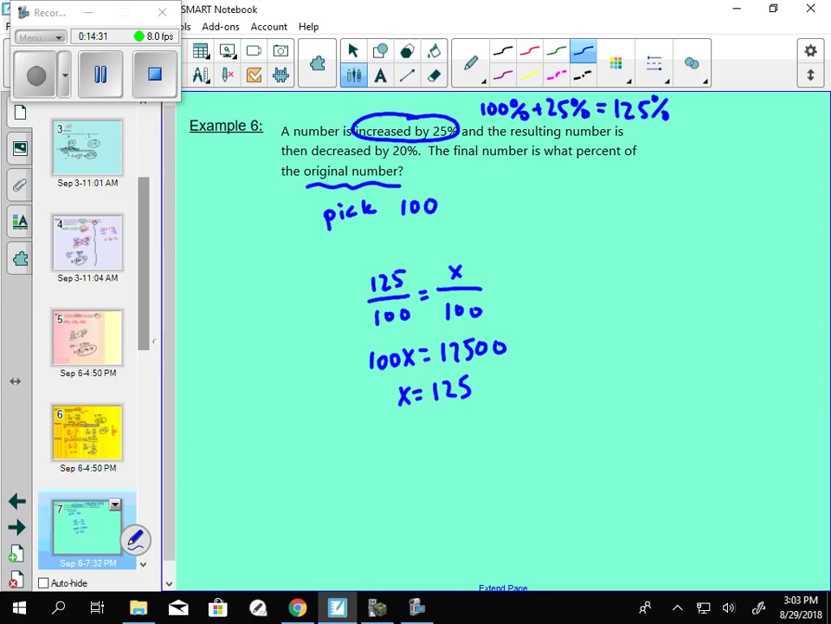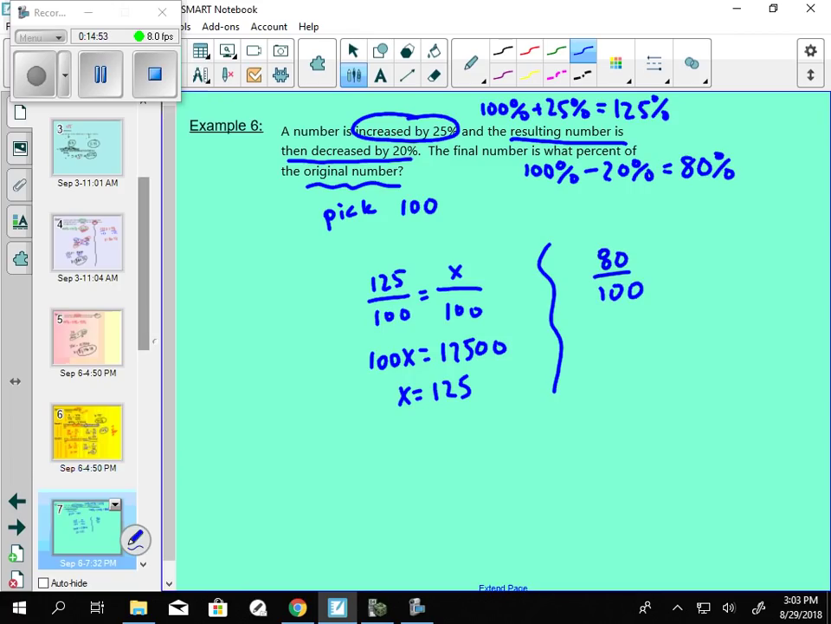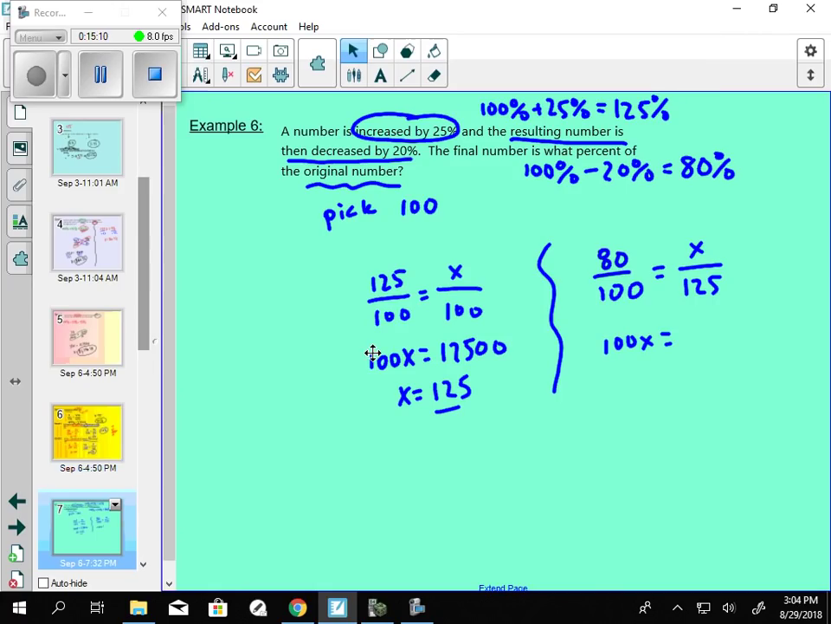Okay, now it says the resulting number is decreased by 20%. Decreasing by 20% means we're taking 100% and subtracting 20%, and we end up with 80%. So now we want to do a second proportion to see what happens. We have 80 out of 100 equals, and now our new starting number is 125. We want to see where 80% of that brings us. So let's cross multiply. We get 100 times x equals 80 times 125.